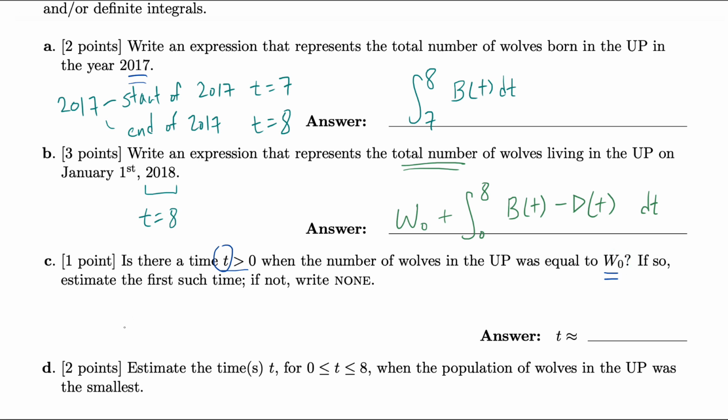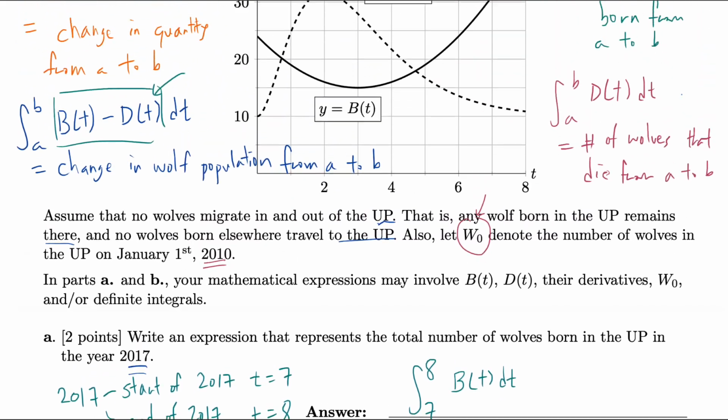So is there such a time? They want us to estimate the first, so make sure you pay attention, maybe they'll ask for the second or third. They want the first such time, and if there is none, they want us to write none. So let's go to the graph and see what exactly is happening here.